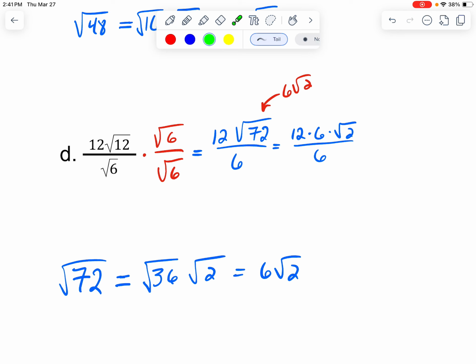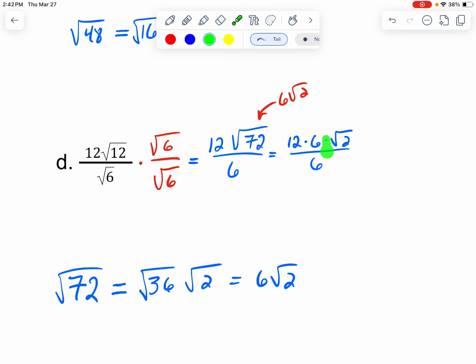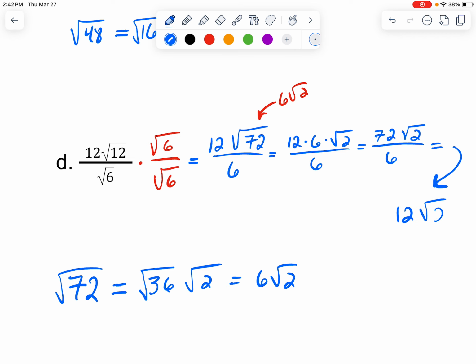Now, you might notice right away that this is all multiplication and division, so I've got 6 over 6. So that would just turn into a 1. We could jump right to 12 times the square root of 2, but let's just work it out in case that's not something that you see. So 12 times 6, we just did. That's 72 square root of 2 over 6. And now 72 divided by 6 again is just 12. So I'm going to write this just down below because I'm running out of room. 12 times the square root of 2.